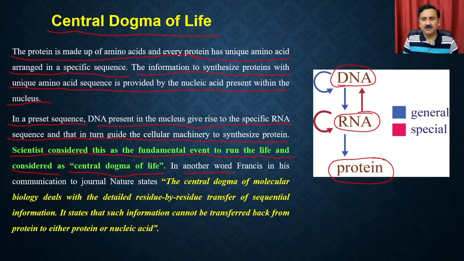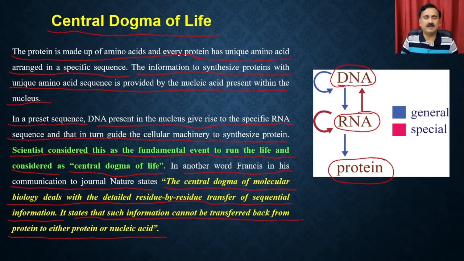In other words, Francis Crick communicated to the journal Nature that the central dogma of molecular biology deals with the detailed residue-by-residue transfer of sequential information, and states that such information cannot be transferred back from protein to either protein or to nucleic acid. This means the central dogma of life is also known as the central dogma of molecular biology, as per the statement given by Crick.